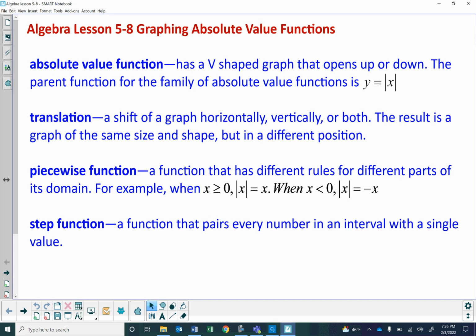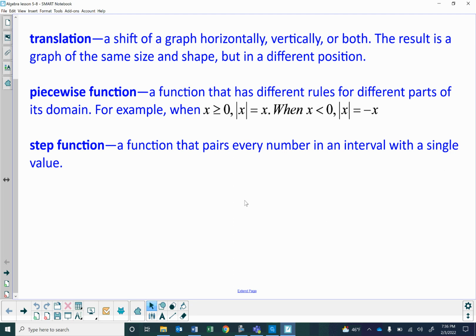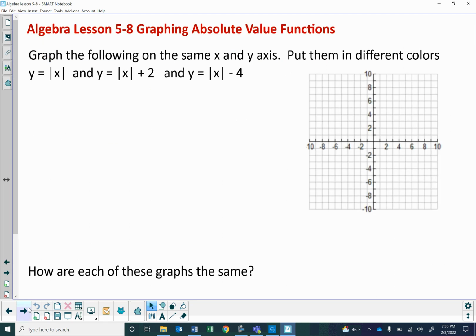All right, we are going to talk today about absolute value graphs first. So let's take a look at some things. Let's graph the same three equations on the same x and y axis. We're going to put them in different colors so they'll be easy to see, and I'll label them separately, and in their different colors as well. So I'm going to put the parent function, y equals the absolute value of x, in red. Then let's put y equals the absolute value of x plus 2 in blue. And last but not least, let's put y equals the absolute value of x minus 4 in purple.